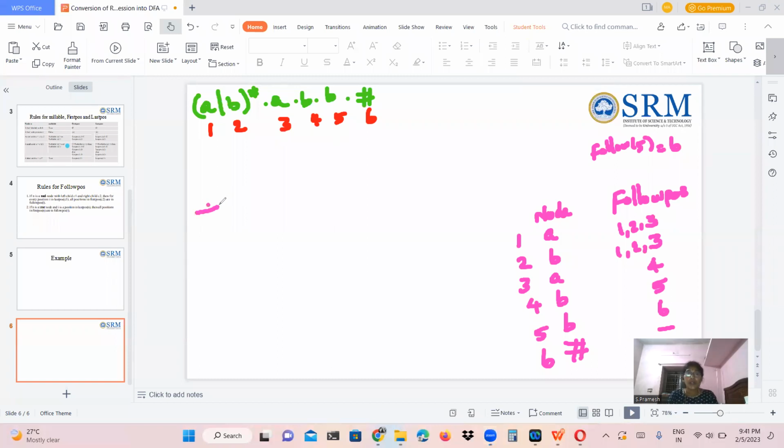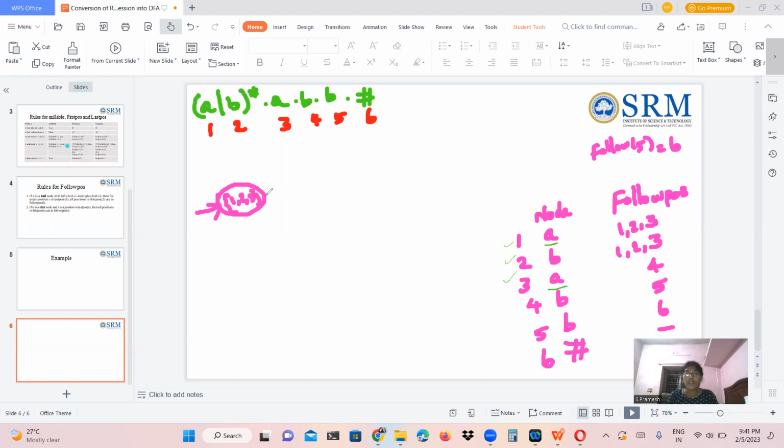First, I'll take 1, 2, 3. Okay, this is my node. From this 1, 2, 3, I have to take the symbols. Two symbols we are having, right? A symbol and B symbol. So consider the A symbol. Here I have a, here also I have a. So A is at 1, 2, 3. Here one more state we are having, that is 4, right?